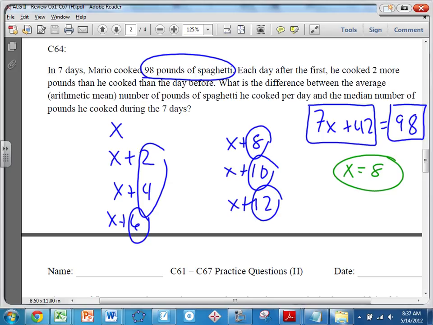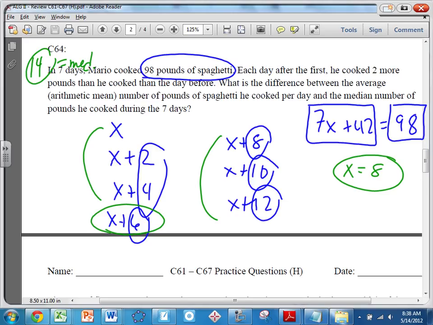Isn't this the middle of all my data? There are 3 below and 3 above if they're in order, again, smallest all the way to biggest. So what's 8 plus 6? So the median is 14, right? That's the median. What do you get for the average?